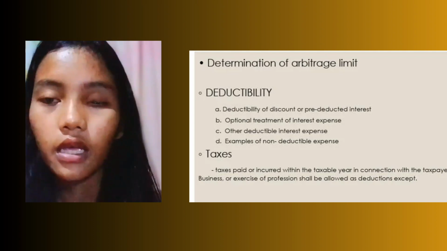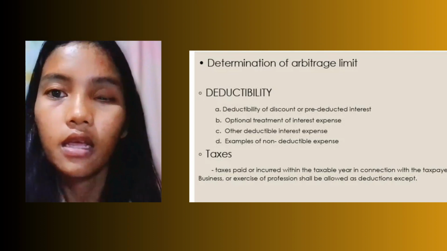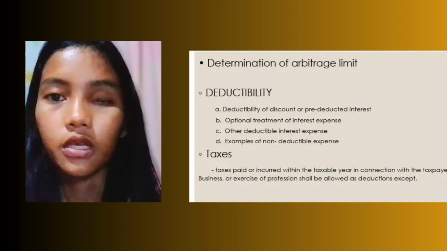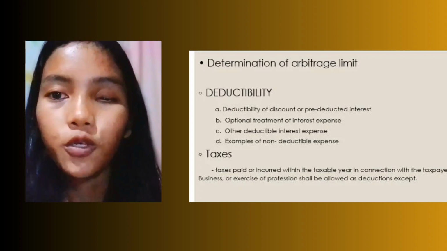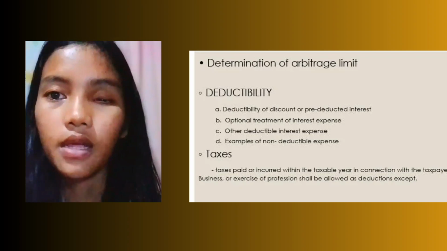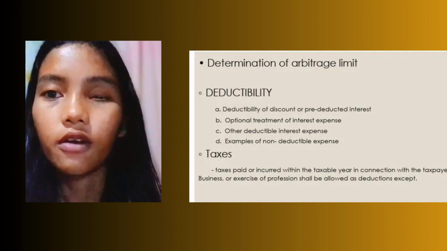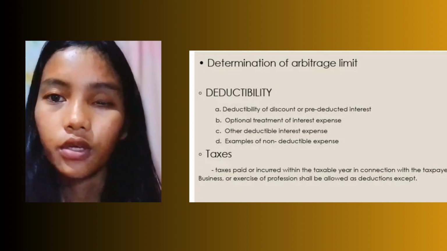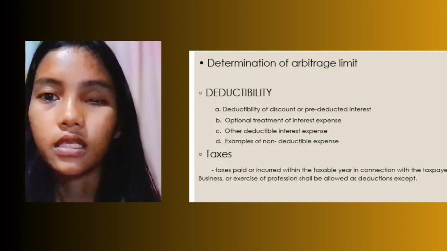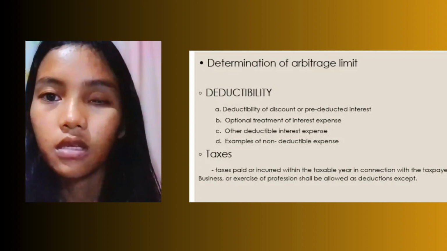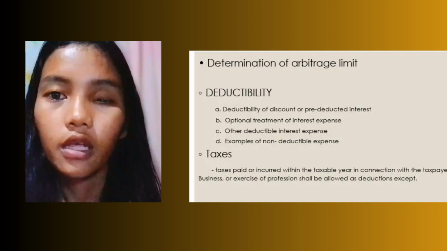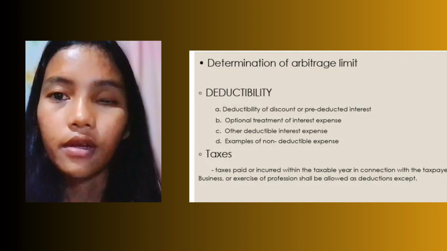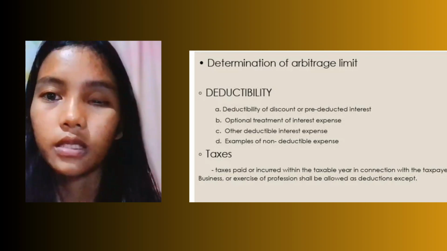Interest incurred in financing the acquisition of property used in trade or business may, at the option of the taxpayer, be claimed as, first, an outright deduction from gross income, and second, a capital expenditure claimable through disposition. Next is other deductible interest expenses.